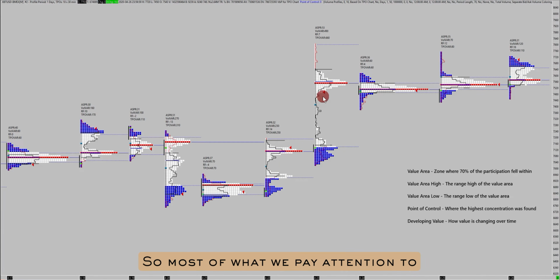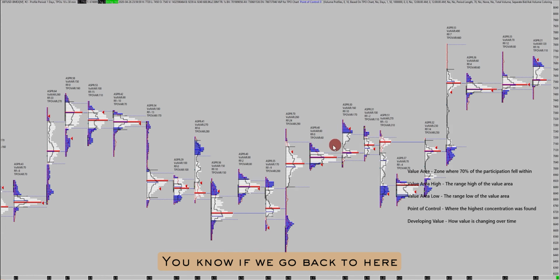Most of what we pay attention to when we're looking at a TPO chart is actually this value area. If you look at a balanced profile, let's say that this is as close to a balanced profile as we have right here. If we go back to here, this is the most balanced profile that we have. When this is in balance, this is what we say is buyers and sellers in relative agreement.